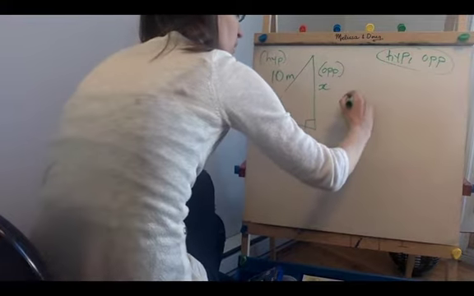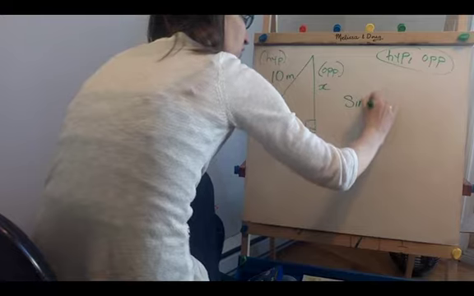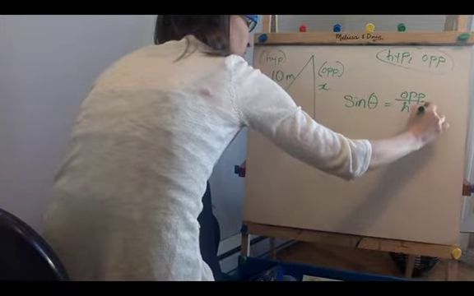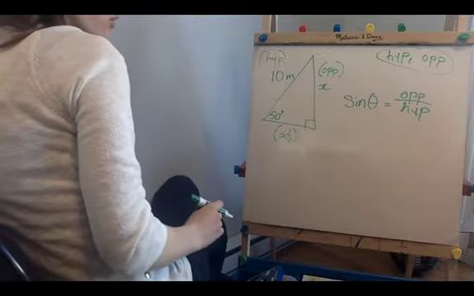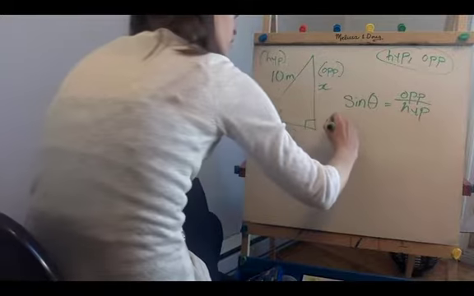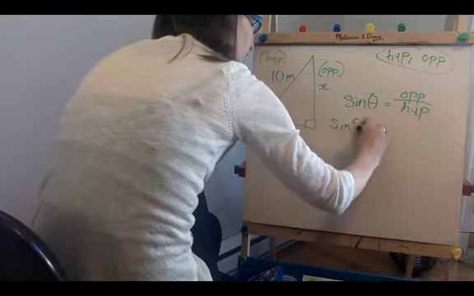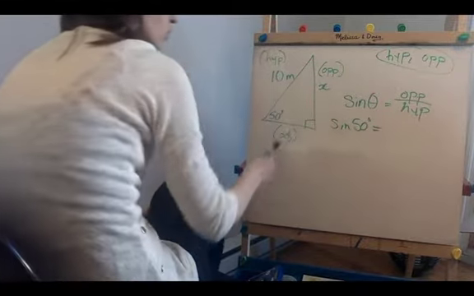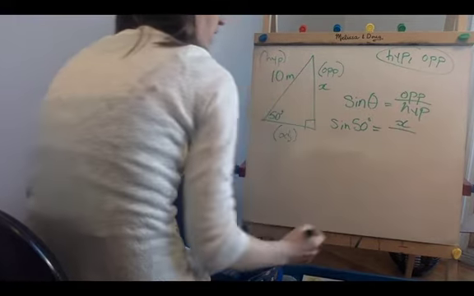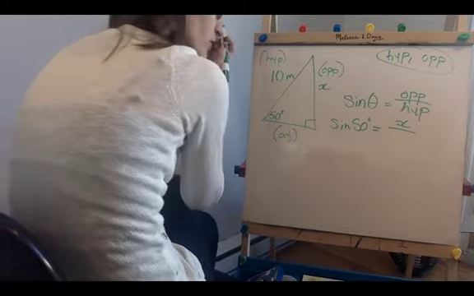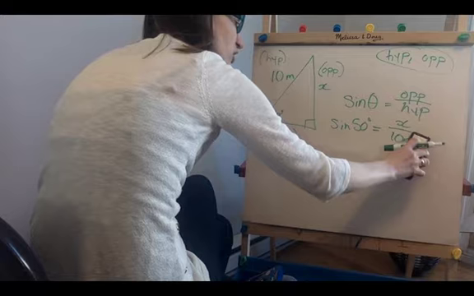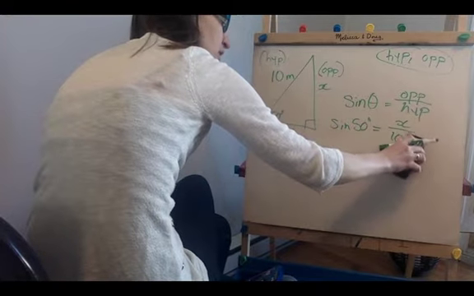The equation for sine is sine of an angle is equal to the opposite side length divided by the hypotenuse. Fill in what I can. Do I have the angle? Yes, this is 50 degrees. So we have sine of 50 degrees is equal to the opposite, which is the unknown, x, divided by the hypotenuse, which is 10 meters. I don't actually need the meters just yet. I'll put it in at the end.